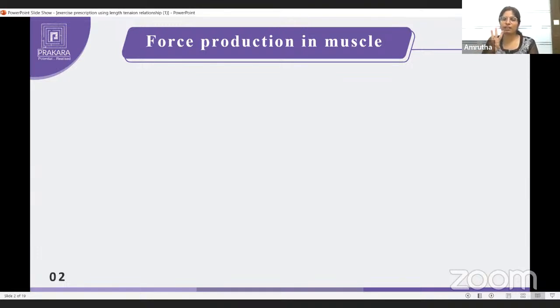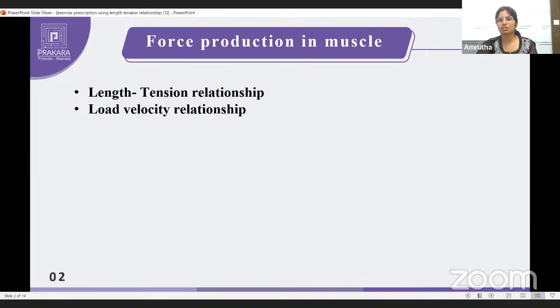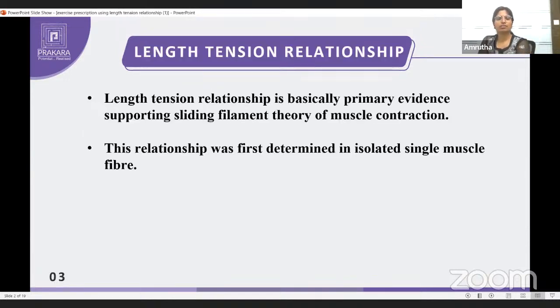There are three main factors of force production in the muscle. The first is length tension relationship, about which we will be talking today. The second one is load velocity relationship. And the third one is force time relationship. Length tension is very clear: the length of the sarcomere. At that particular length, how much tension is there in that particular muscle fibril or sarcomere is what we have to be considering.